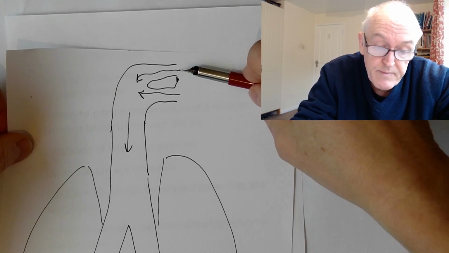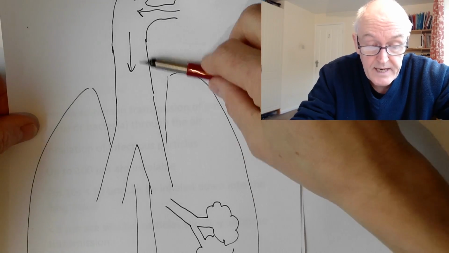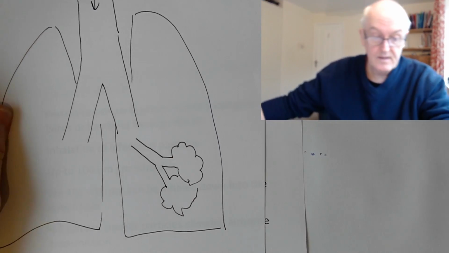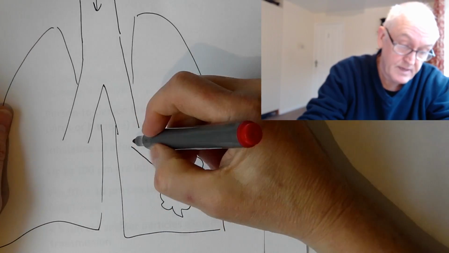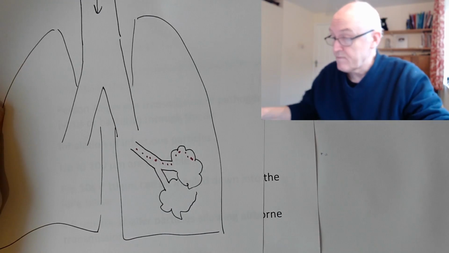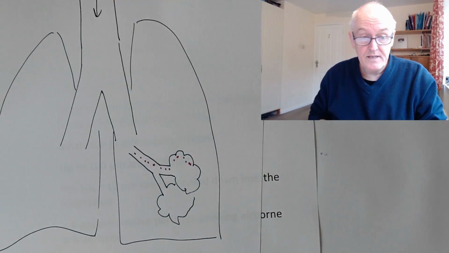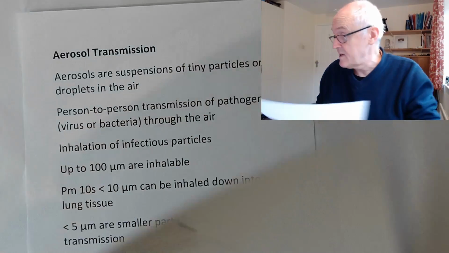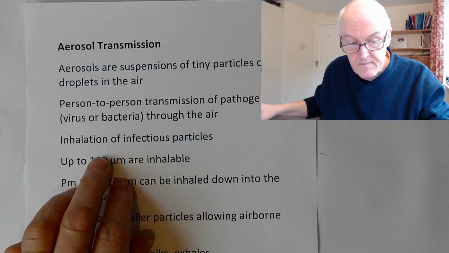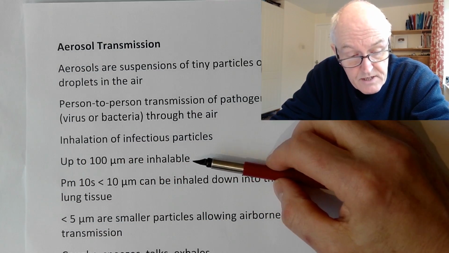So large particles will be inhaled and filtered out in your nose. Larger particles still are filtered out here, but the very small particles will go straight down to the bottom. And they'll infect us right down at the bottom here, or cause pathology right down at the bottom. This is the problem with small particles. They go straight into the lungs. They're not filtered out by the cilia and the mucus in the upper parts of the airway. So, inhalation of infectious particles: up to 100 micrometers are inhalable.